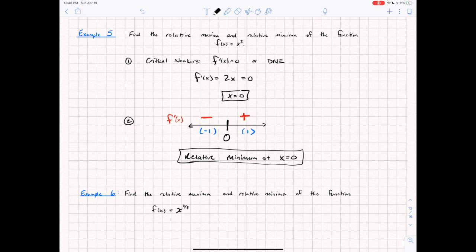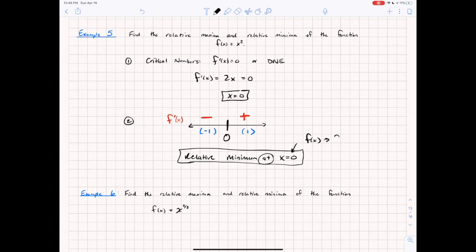Now one thing I want to clarify is that I am not actually finding the minimum value. I've just told you where the minimum is located. I have a minimum at x equals 0, so right now it's all about where. If I wanted to know the value of this minimum, so if I was to plot it, what would the output be, what would the y value be, I need to take this and plug it back into the original function.